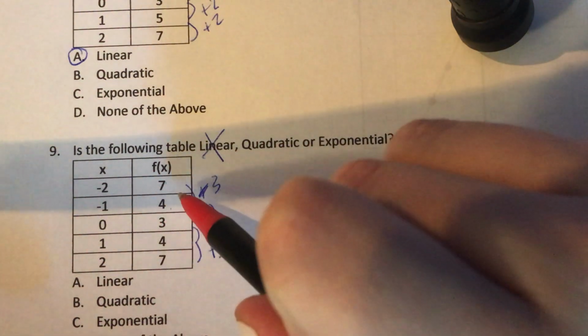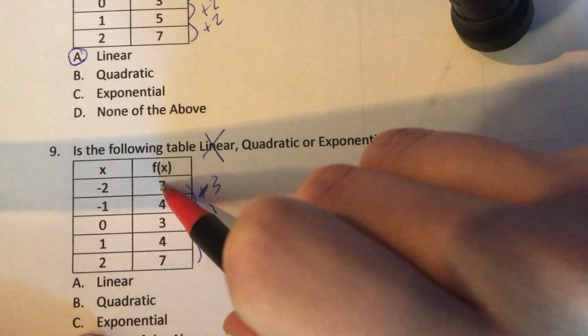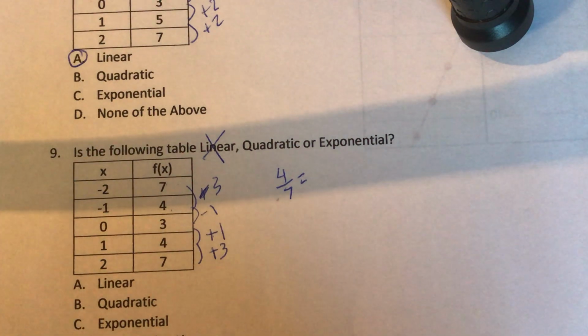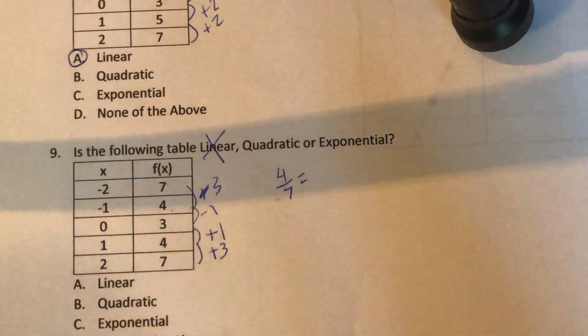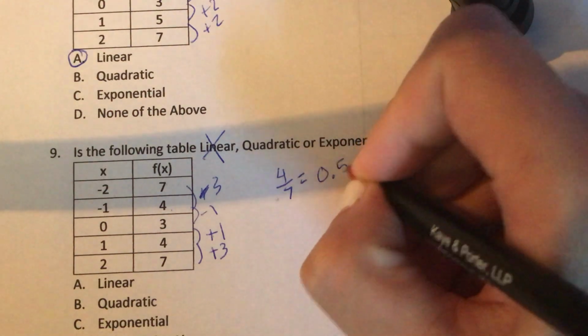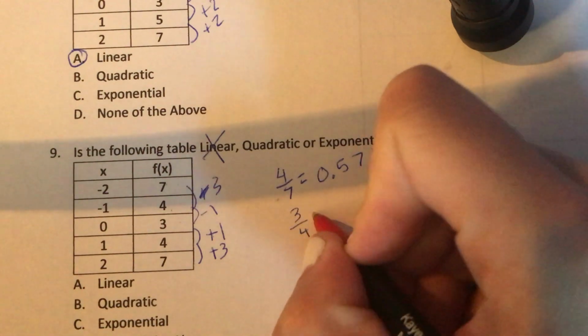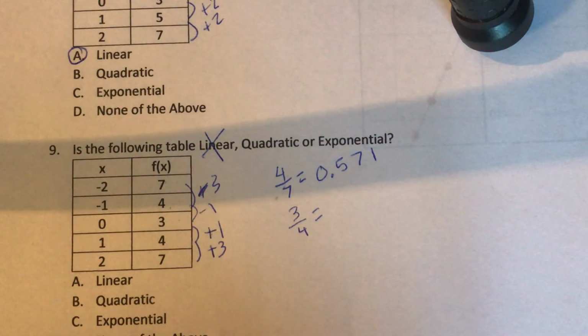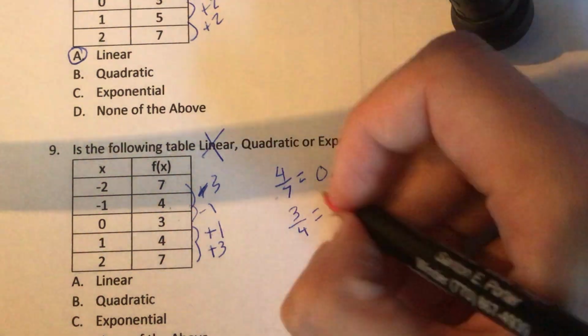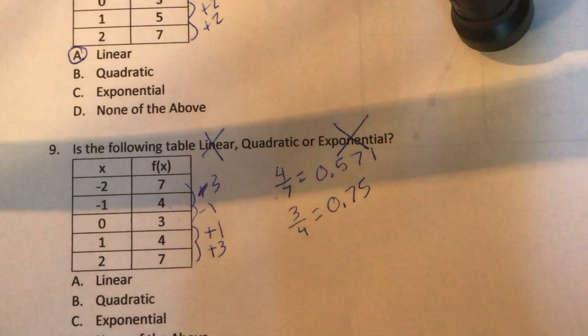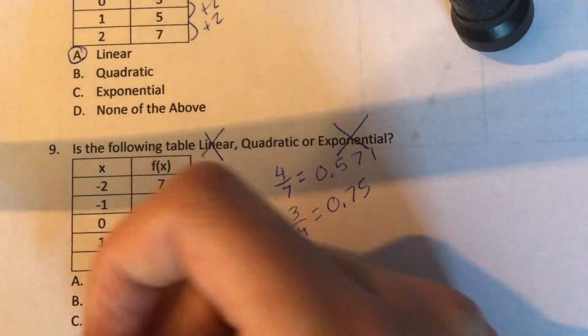So let's then look, okay, are we multiplying by the same amount? 7 times what gives me 4? And if you're not sure, let's just do 4 divided by 7. We have a ratio of about 5.71, okay? Then let's go down to 3 divided by 4. We're just trying to see, are we multiplying by the same amount? So 3 divided by 4 is 0.75. So this will not work. So we've ruled out exponential. Those are the two we can rule out immediately, and then usually whatever's left over, we're going to pick quadratic.